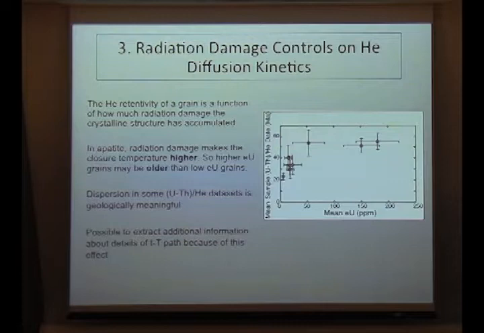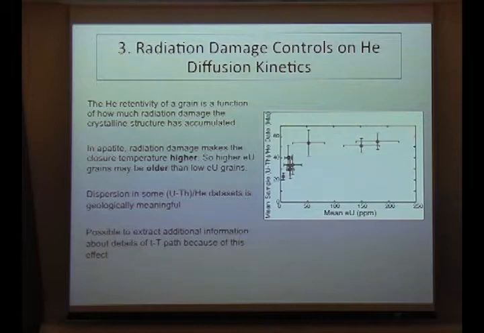So in apatite, it turns out that as that radioactive decay is occurring and the crystal lattice is being damaged, the accumulation of that radiation damage actually makes the grain more retentive to helium. So effectively, it's giving it a higher closure temperature. If you have grains that have experienced some radiation damage, then they actually could be a little bit older than grains sitting right next to them that haven't experienced the same amount of radiation damage. The general trend has been very well established.